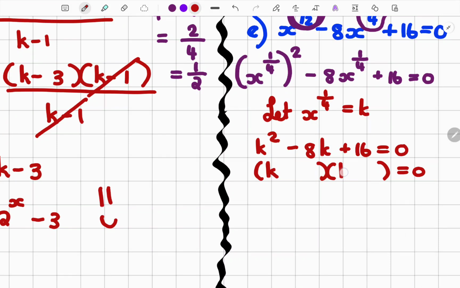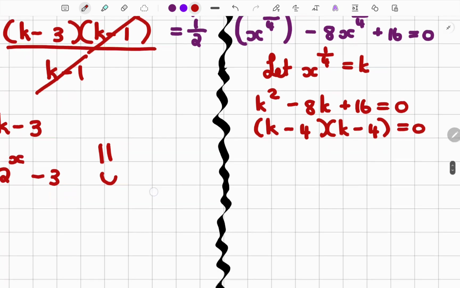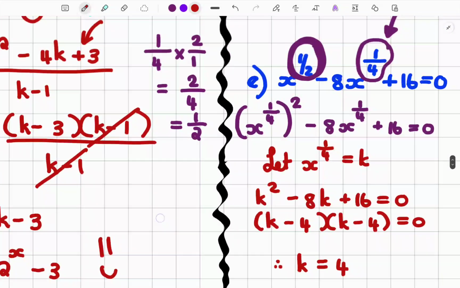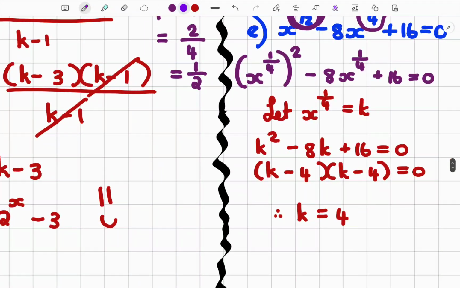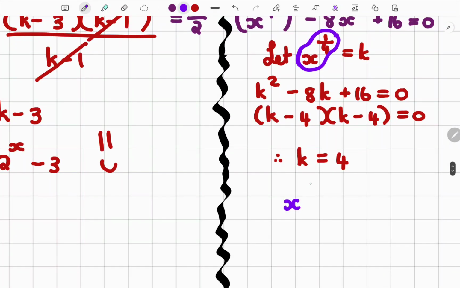The k splits, they're the same, they're both negative. And what times what gives you 16? If you add or subtract, it gives you 8. And that's a 4 and a 4. So can you see that if you make each bracket 0, k will be 4, with both brackets. But now I need to go back and say, what did I say again? What is k? k is x to the power a quarter.